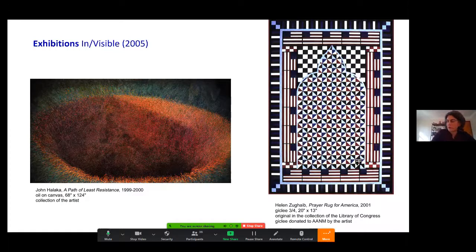So there were maybe 10 or 11 artists that were exhibited. John Halaka on the left, Palestinian American, obviously an abstract artist. We also eventually did a solo exhibition for his work. On the right, we have Helen Zubaid, who's Syrian American. This work was done right after 9/11, Prayer Rug for America.